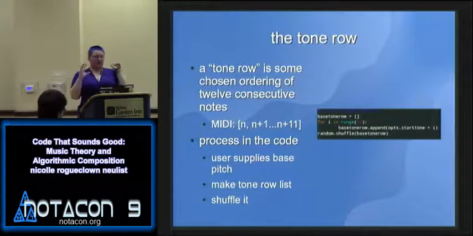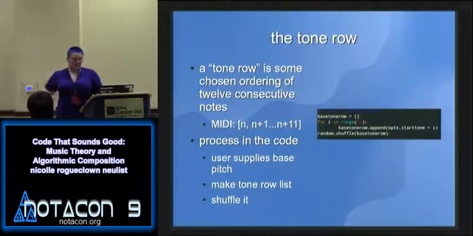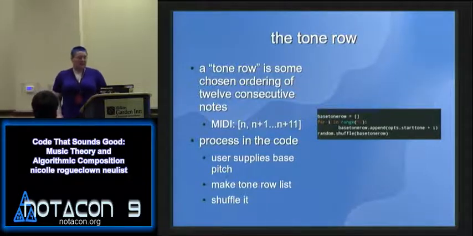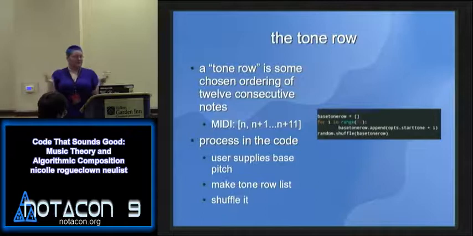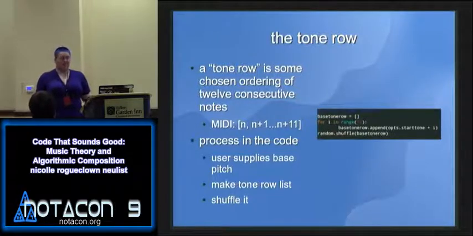So I start with a list. That base tone row is just an empty Python list. And then I make a list of just 12 in a row. And in that piece of code, that start tone is a parameter supplied by the user. And then it starts with there, that plus one, that plus two, all the way up to that plus 11. And then it shuffles it into some kind of random order with the random.shuffle method. And that's really all it is. That's all you need to create a tone row. It's going to come back with some arbitrary list, some arbitrary ordering of the notes between what's specified by the user and 11 half steps above that, 11 MIDI tones above that.